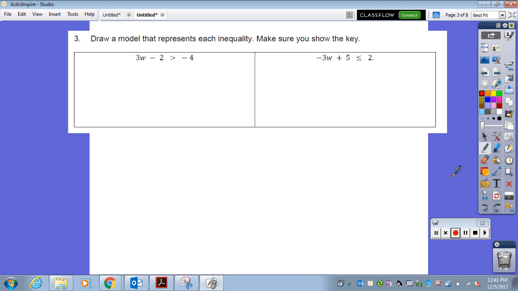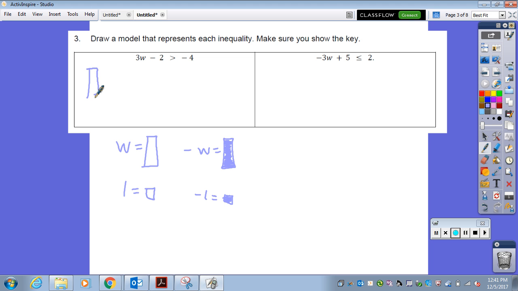Question 3 says to draw a model that represents each inequality. Make sure you show the key. So let's do a key first. W will be a big, long rectangle. Let's say we need a negative W. We'll do a big long rectangle, except this time we'll fill it in. And we'll do 1 is equal to a square and negative 1 is equal to a filled in square.